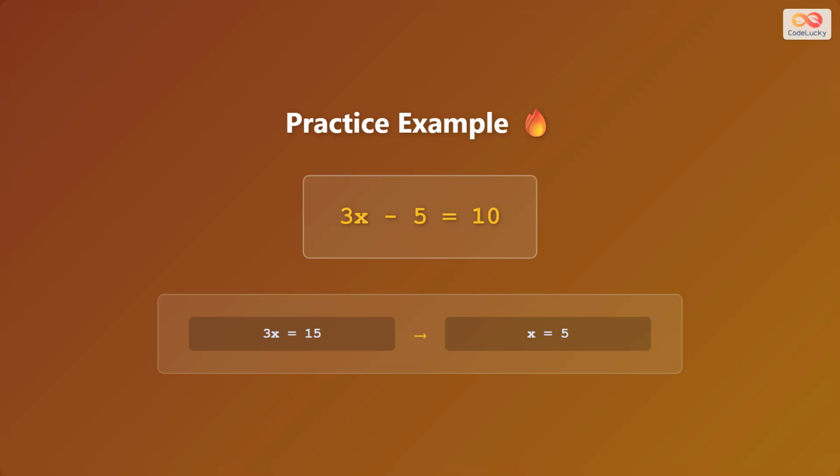Now it's your turn to practice. Consider this equation. 3x minus 5 equals 10. I want you to solve for x. Here is the solution. First, add 5 to both sides. So you get 3x equals 15. Then divide both sides by 3. Hence, x equals 5.